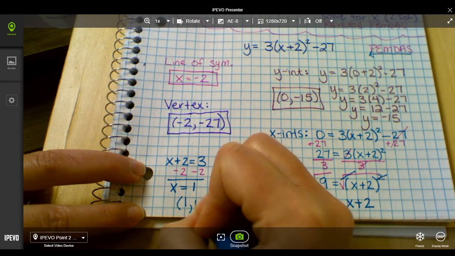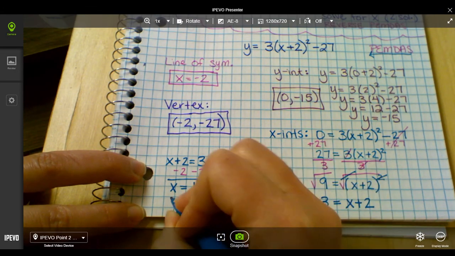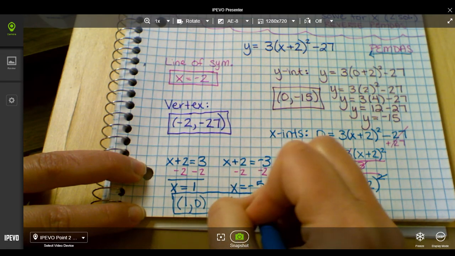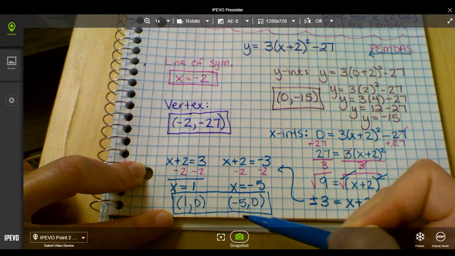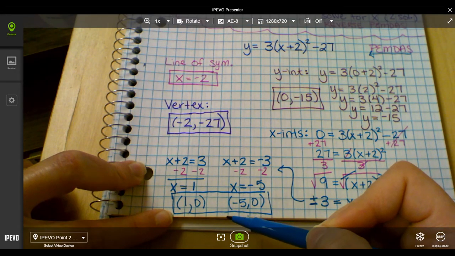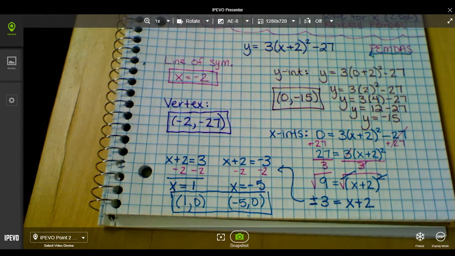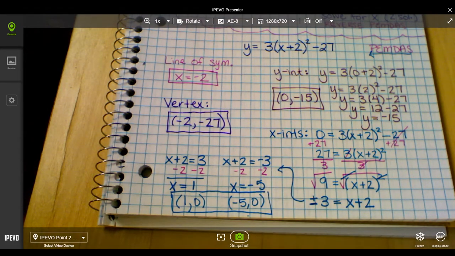So I have x is 1 when y is 0, and x is negative 5 when y is 0. And how can you double check these just to make sure you are right, that you didn't make a mistake? Well, if I add these two values together, negative 5 plus 1 is negative 4, divided by 2, which is negative 2, and that is my line of symmetry. So I do know that I did these right. And that's how you find all your parts of a parabola in vertex form.